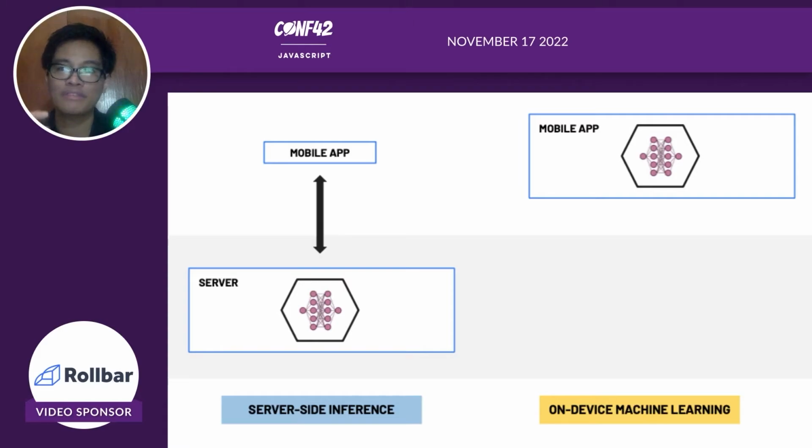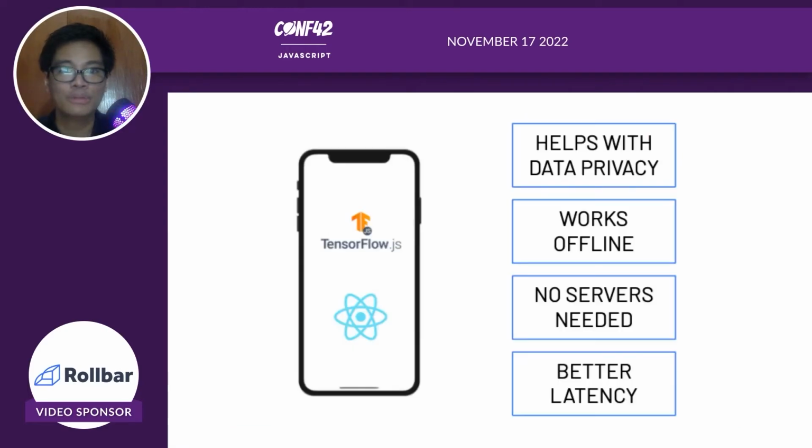So if the mobile app contains the model already, then yes, this is possible. And in terms of advantages, the advantages are the same. So it helps with data privacy, it works offline, no servers are needed, and it's faster. So why is it faster? It's faster because there's no more round trip from the mobile app to the server and back, especially when you need to perform inference. It can all happen in real time.